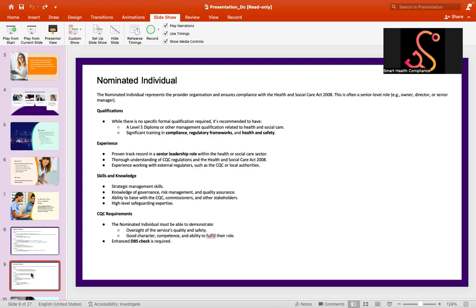For the nominated individual, it's not too dissimilar from the registered manager. Again, we would expect that you'd have a formal qualification. That would be a level 5 diploma. You'd also have a proven track record of a senior leadership role. The skills and knowledge that the CQC would like you to have would include strategic management skills, knowledge of governance, risk management, and quality assurance. The ability to liaise with the CQC and commissioners as well, because you'll be the first point of contact between the service that you provide and the CQC. So that's something that you would need to have in place as well.